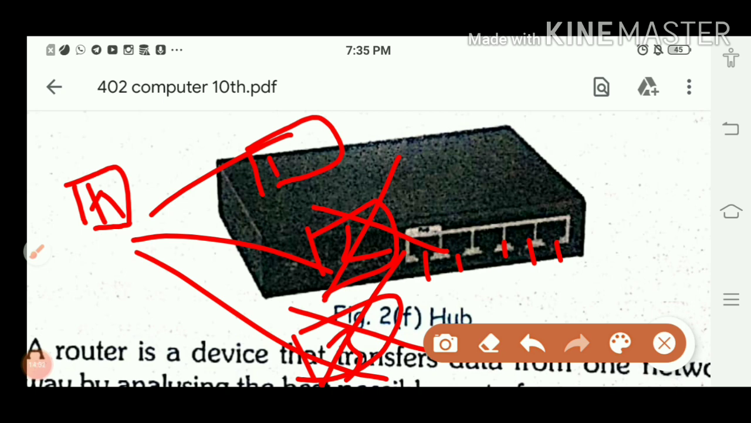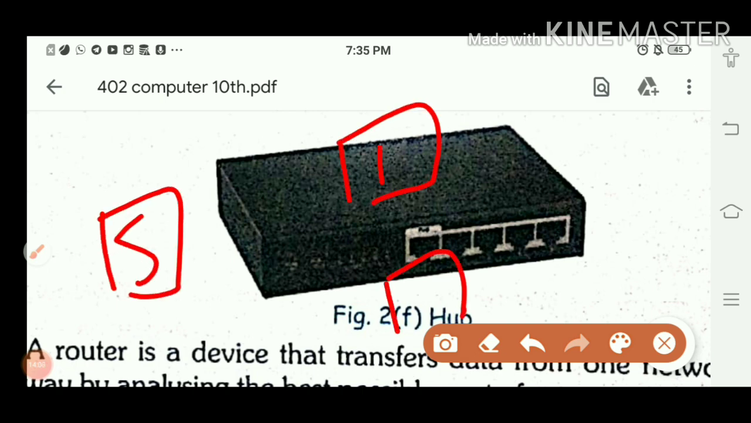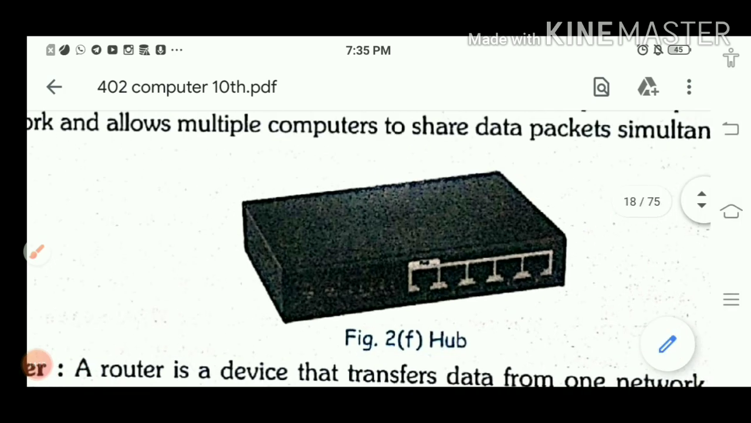And the switch is the smarter one. If we connect these computers with a switch, the switch will look at which node is requesting, and it will give data only to that node. So this is the benefit of using a switch.